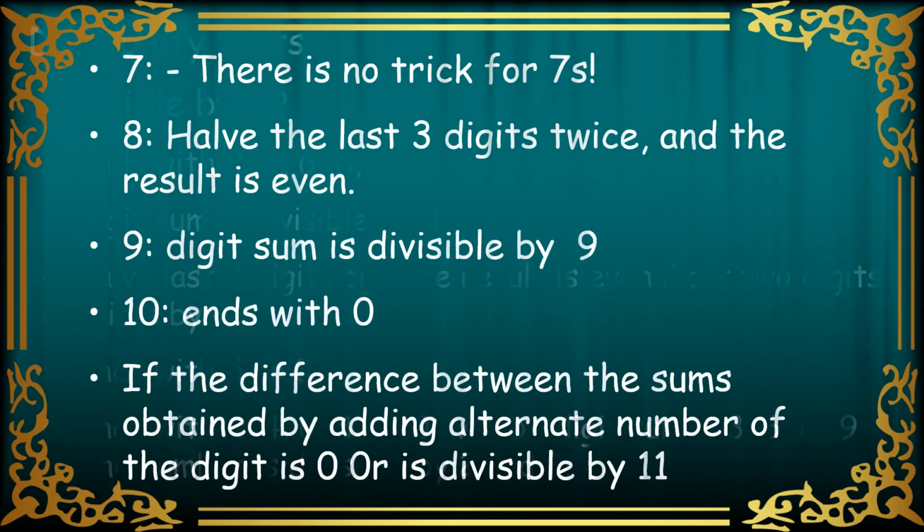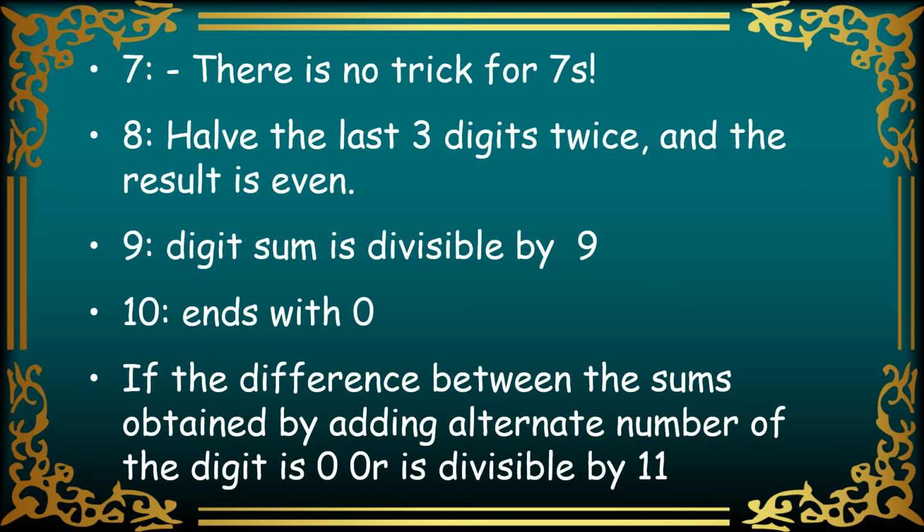Okay. For 7, you have to know the table, there are no such tricks for 7s. For 8, you have to halve the last 3 digits and the result should be even. Okay. For 9, the digit sum is divisible by 9. Okay, you have to see that the digit sum is divisible by 9. For 10, it should end with a 0.